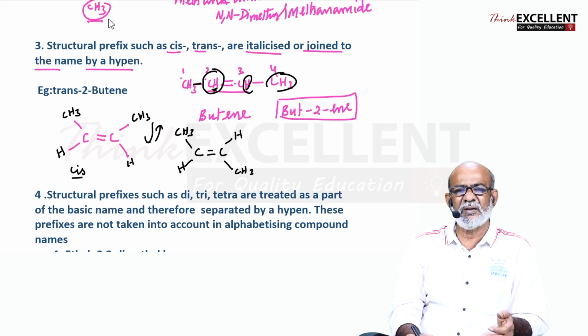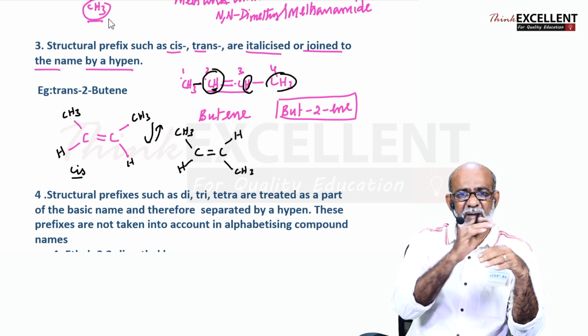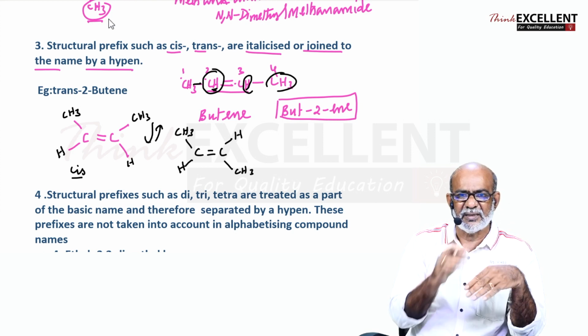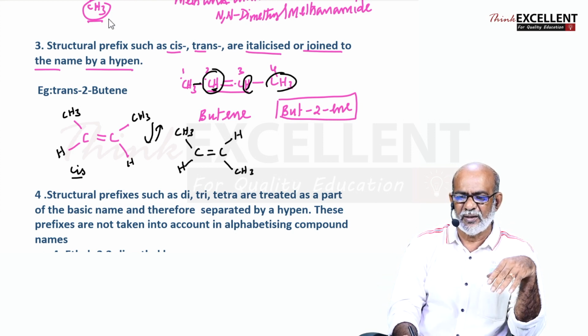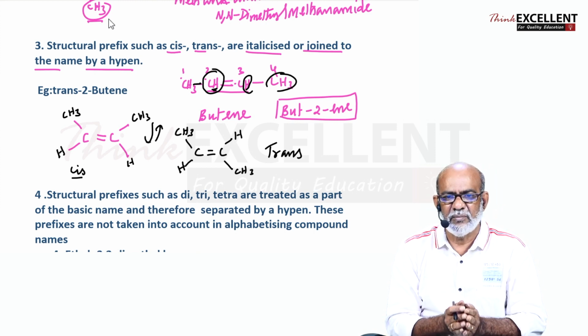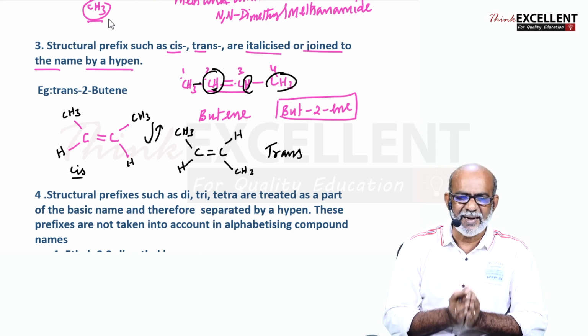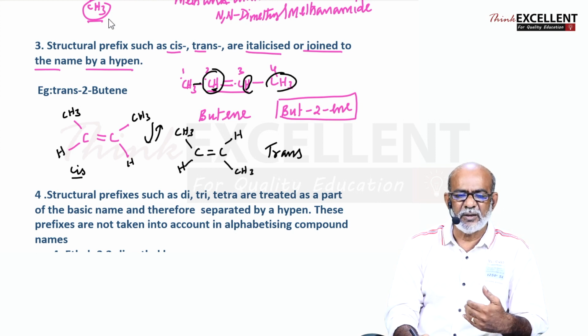This has the same group diagonally opposite each other. Here same groups lie on the same side, that is cis. Same groups diagonally opposite each other, that is trans. Now, both are butene, but the first one is cis-2-butene, and the other one is trans-2-butene.